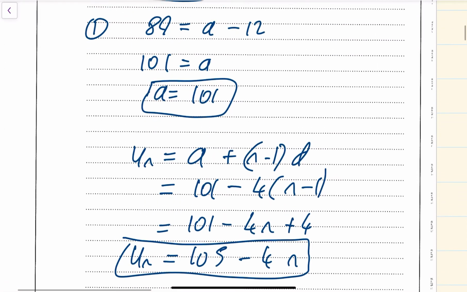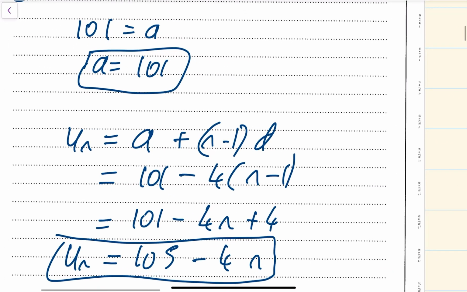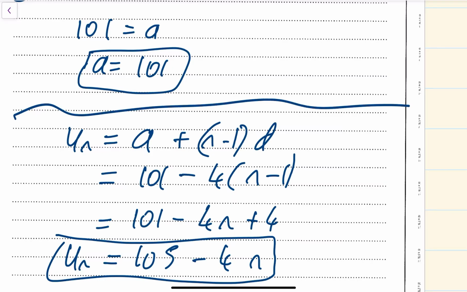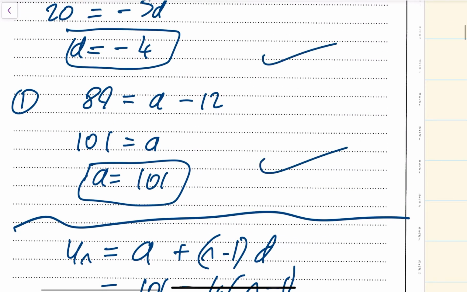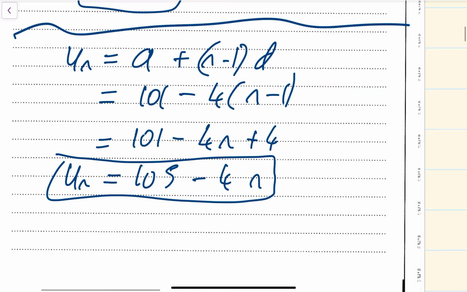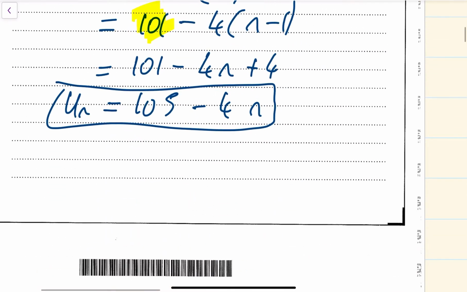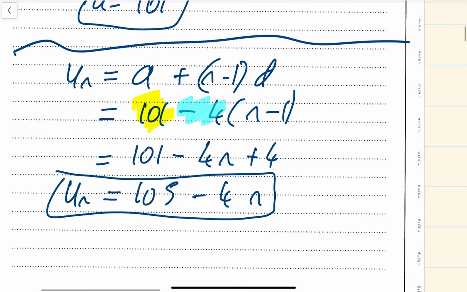Okay, right, so your general term, remember, is u_n is equal to a plus n minus 1 d. We'll need this for the next part of the question. This is all you needed to get the first part, but we will need this for the next part. We know our a is 101, and your d is minus 4. Multiply that out and tidy up, and you will get this. So u_n is 105 minus 4n.